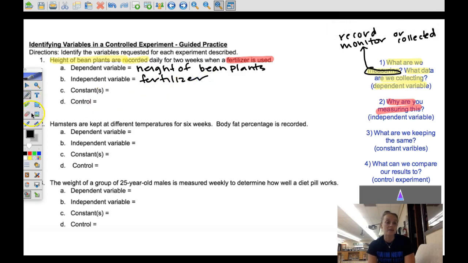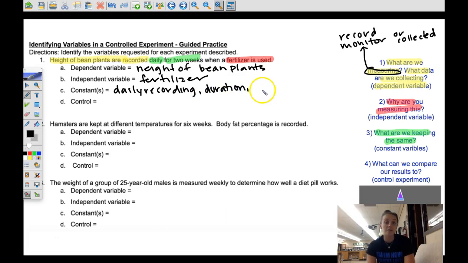Now I have to think about things that I'm keeping the same. And that's not necessarily in my experiment, but it might be. So I see that I record daily, but I also record for 2 weeks. So those are the two really obvious ones. So daily recording and the duration, or the amount of time I spent doing this experiment.